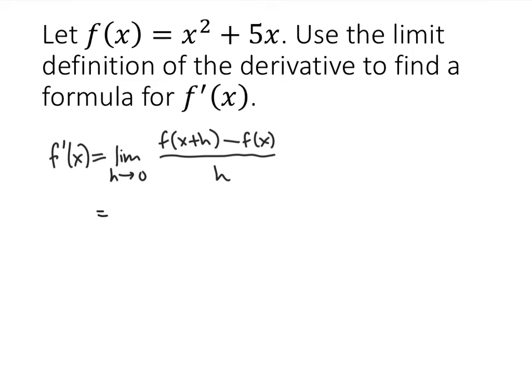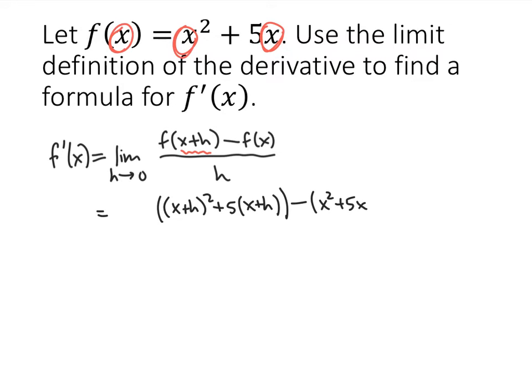So just like before, f of x is x squared plus 5x. So when I want f of x plus h, everywhere I see an x in my f formula, I'm going to replace it by an x plus h. So I get x plus h squared plus 5 times x plus h. And then minus f of x, that's just copy and paste our original function, x squared plus 5x. And now that's all divided by h.